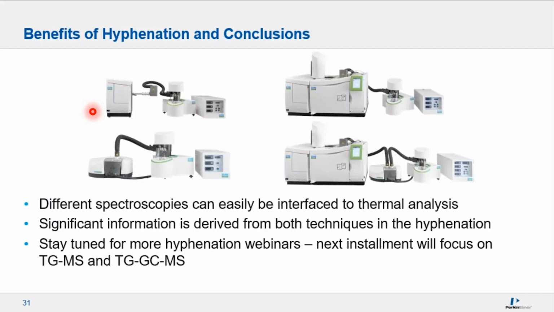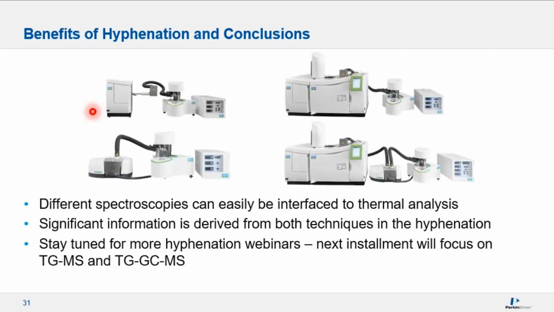In conclusion, we've talked about hyphenated technology and evolved gas analysis. Different spectroscopies can be easily interfaced to thermal analysis. We can get significant information from both of these techniques, the TGA and then the secondary instrument. The point is extracting more information from a single sample or a single analysis.